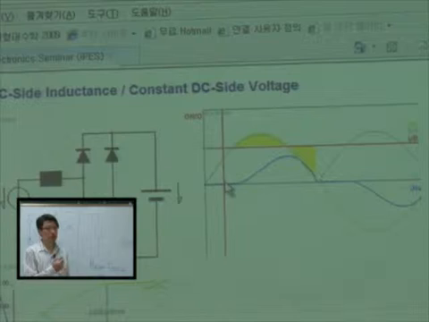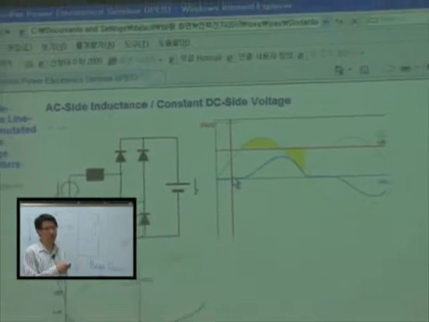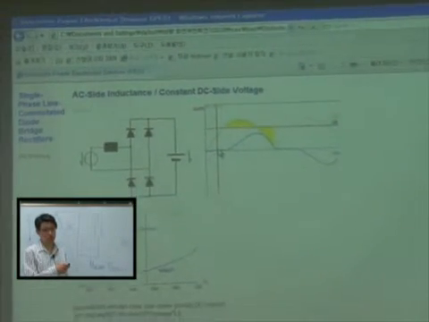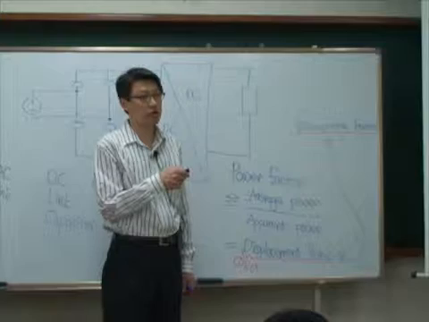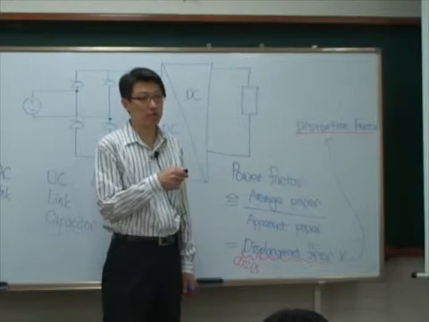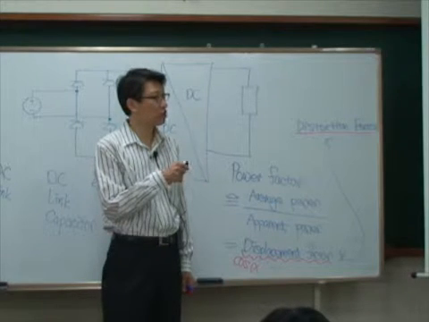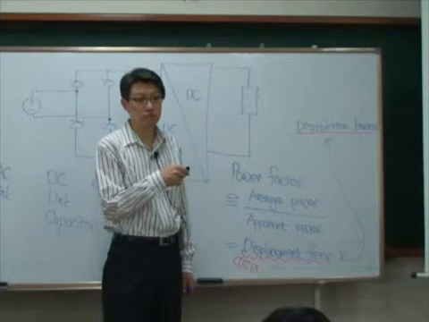So what am I trying to say? I'm trying to say this power factor is worsened. And unfortunately, all the SMPS that we have in everyday lives can be modeled by this. Right?